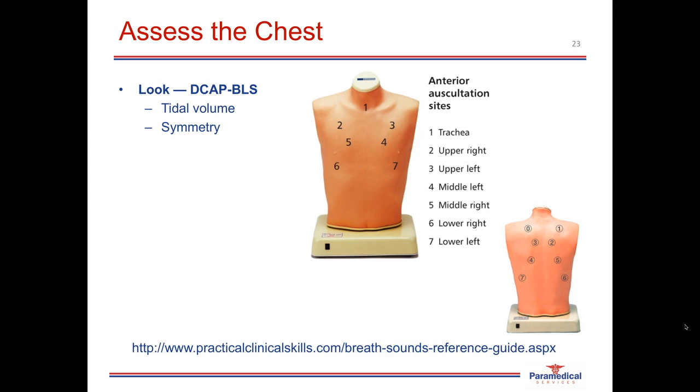Then you need to have a listen to the air entry, and we do this by auscultation through our stethoscope. When auscultating the apexes and bases, we want to compare apex to apex, then base to base, to ensure that we've got equal air entry in both sides. So we would put the stethoscope on position 2, then position 3, and then position 6 and position 7.